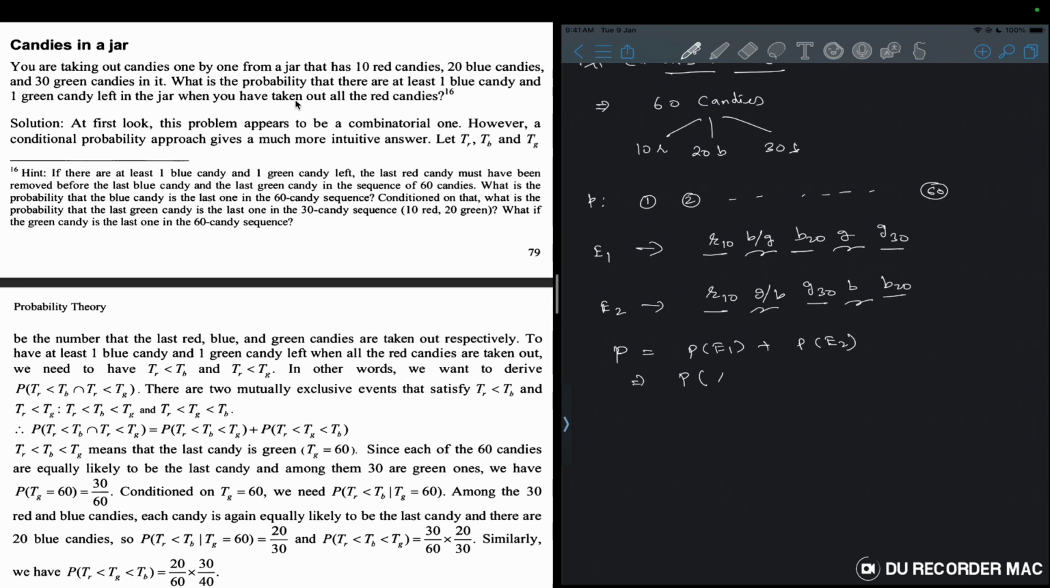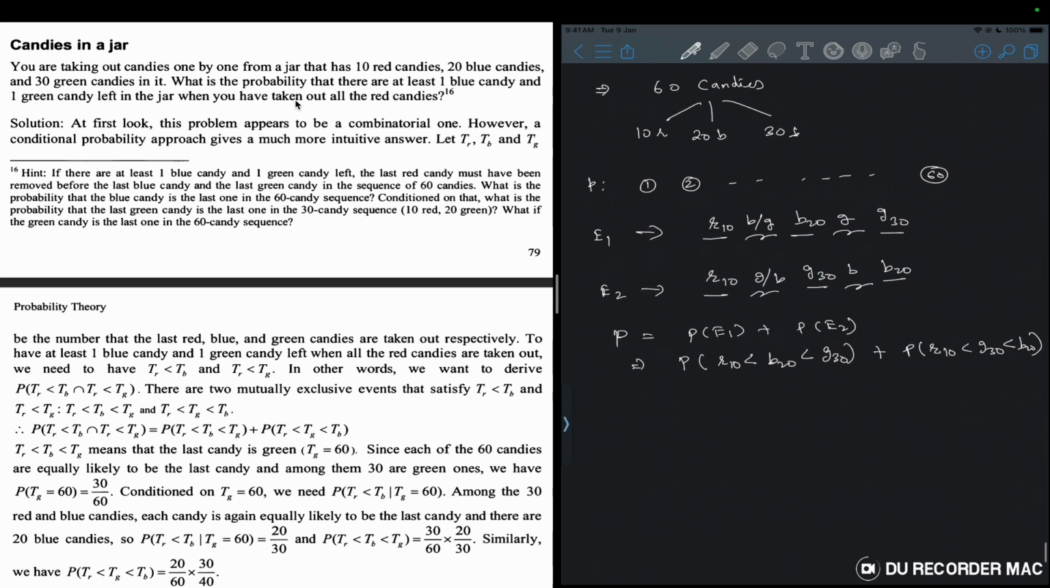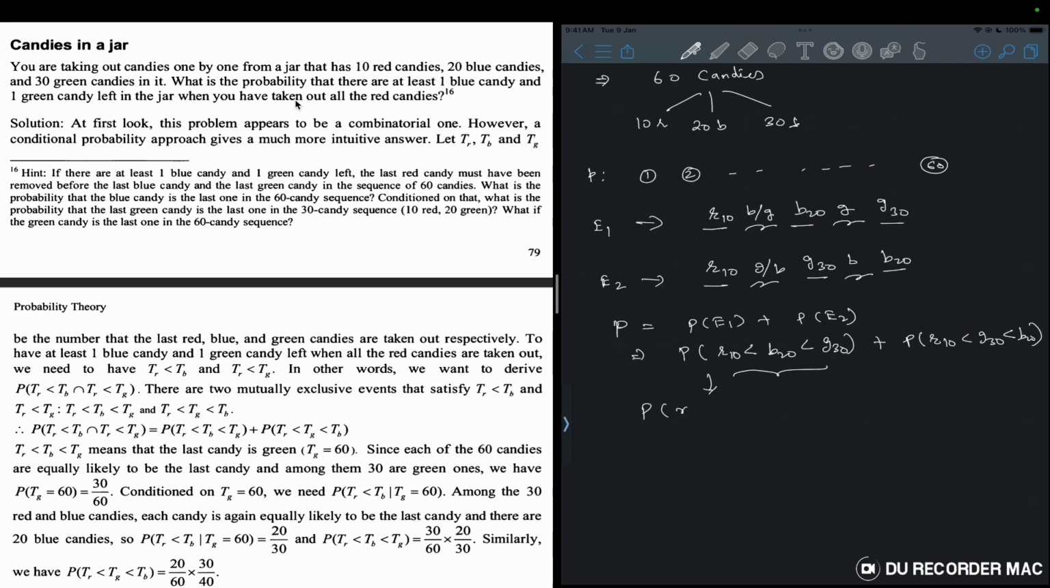What is E1? E1 is when R10 appears before B20, and that appears before G30. E2 is when R10 appears before G30, and that appears before B20. These are the two probabilities we need to calculate. But you'll notice that if we calculate either one, the other would be much simpler to calculate, just by doing simple fractions. Now let's focus on this one.